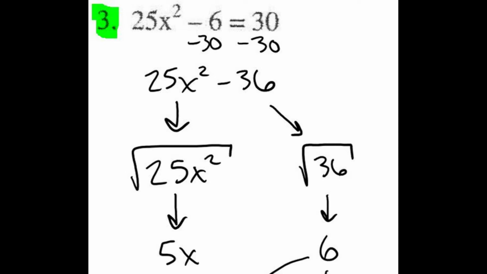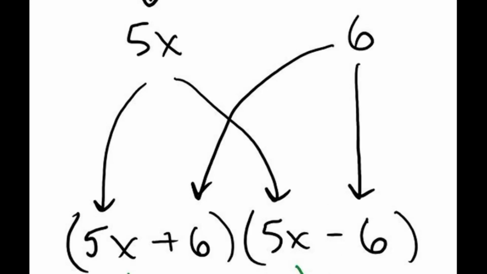Now I'm going to do the same thing for the 36. I'm going to ignore the negative in front of it because you can't take the square root of a negative. So we're just going to square root 36, and that gives you a 6. So I have a 5x and a 6, and I'm going to make my two conjugates based off of that. Well, the 5x is the beginning part, so 5x plus something, 5x minus something. The 6 is the end part, so plus 6, minus 6.